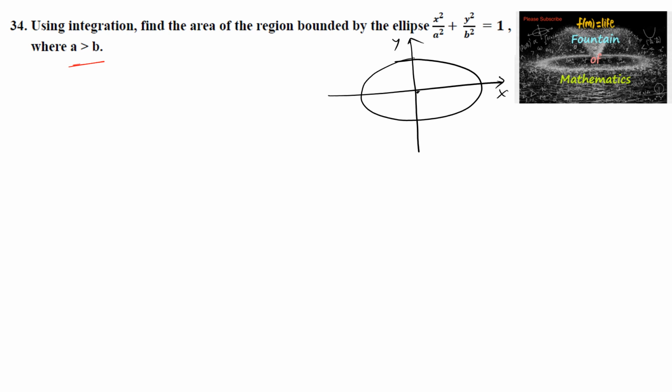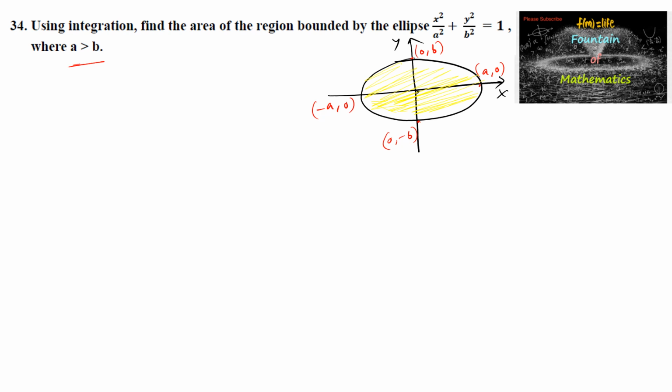So this is a comma 0. This is minus a comma 0, and say here 0 comma b, and this is 0 comma minus b. And we need to find the area of this region. Area of the region bounded by the ellipse.